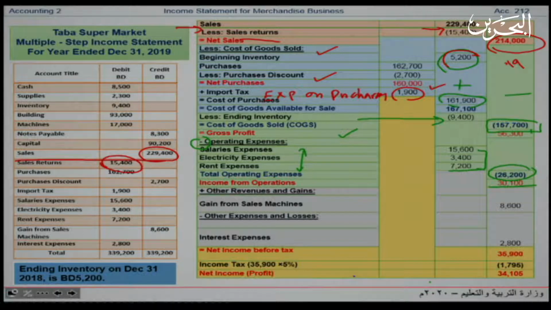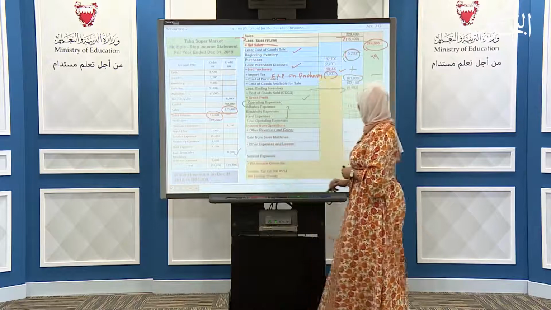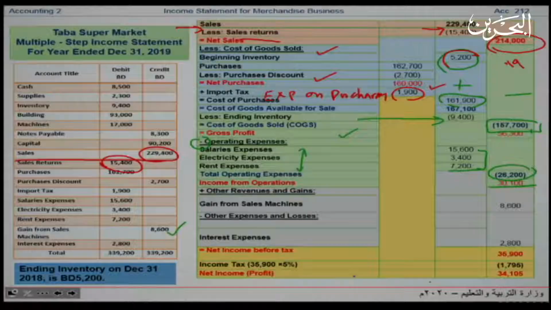Then I will move to find the other revenue and gain. From my question, I have the gain with a figure of 8,600. Then I will add the gain from sales of machines, and it will be 8,600. Then I will subtract the other expense and losses, and it will be the interest expense in our question with a figure of 2,800. Finally, I will get the net income before tax with a figure of 35,900.